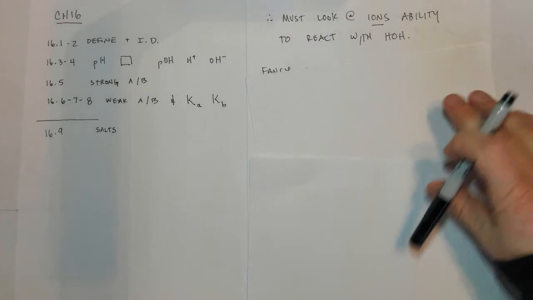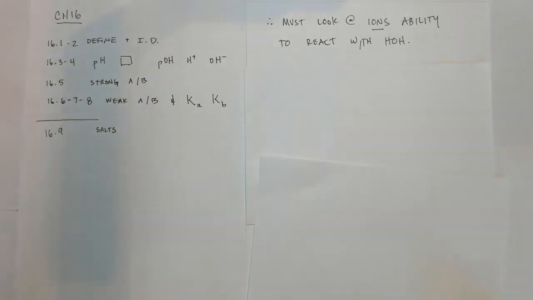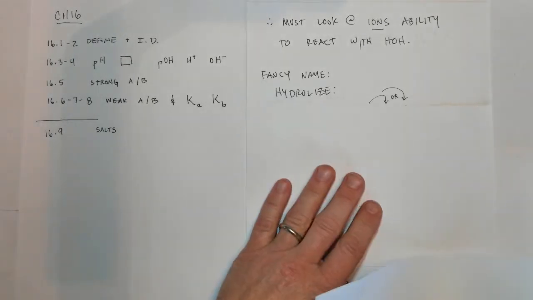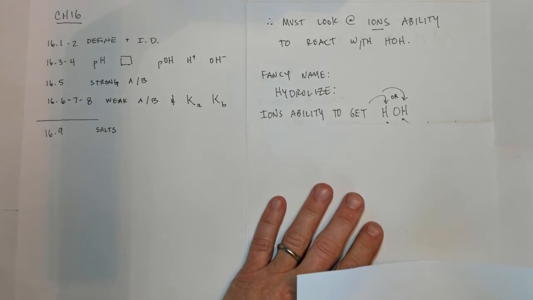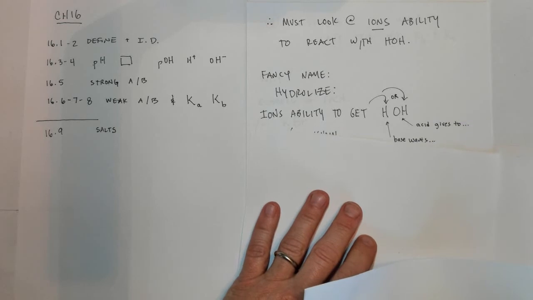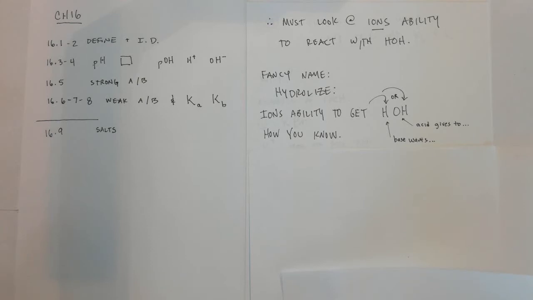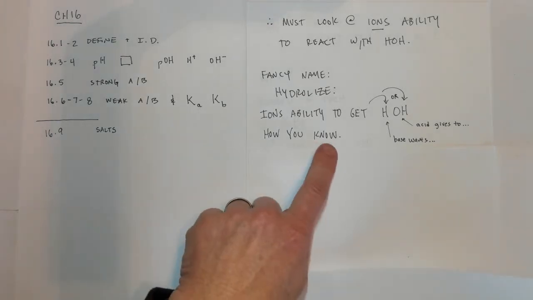So we must look to these ions for their ability to react with H2O, because remember, we're looking at acids and bases in aqueous solutions, or dissolved in water, and so we want to know, when they're dissolved in water, do they gain protons or do they give up protons? The fancy name for this, dissolved in water, is hydrolyze, and the ion's ability to get hydrogens or OH minuses allows it to be an acid or a base.